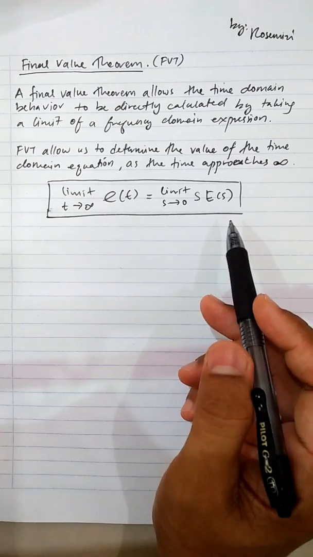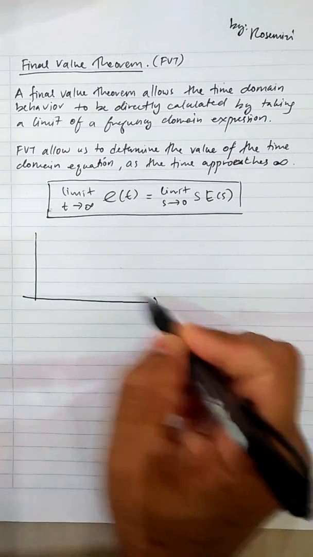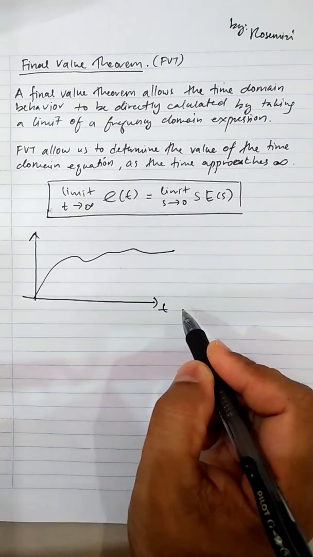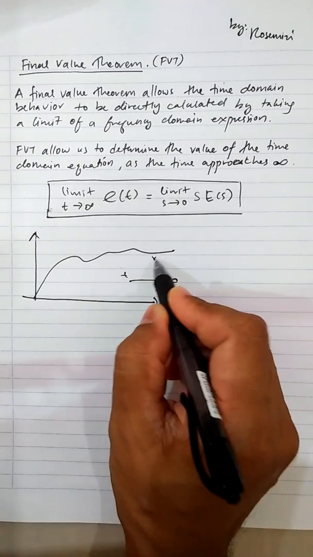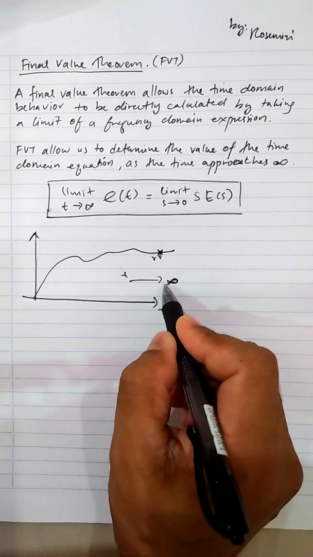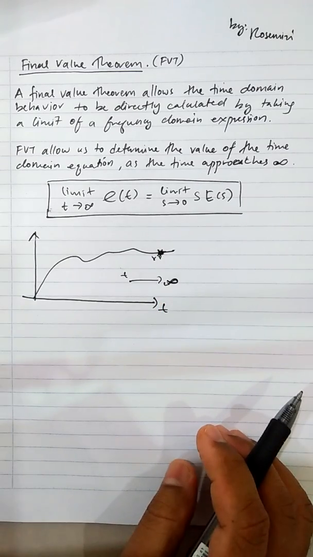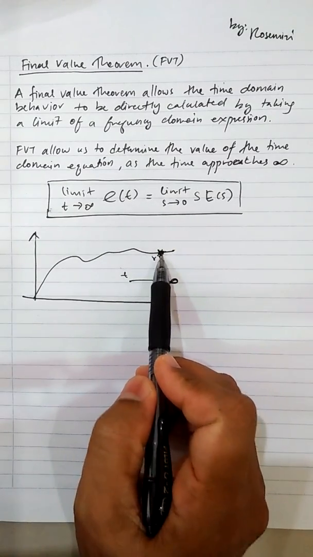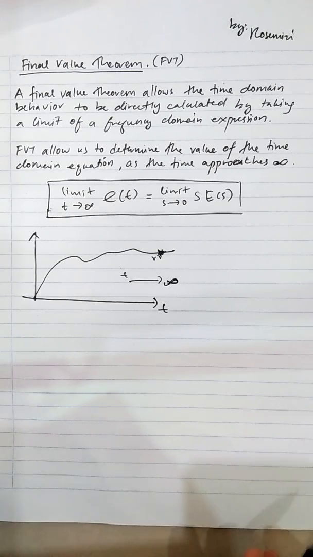So let's find the value of the output after a long time. From this graph, this is the output graph. When time approaching infinity, what is the value? We want to know what the value is. So we can use final value theorem to find this output value. To illustrate what the final value is, let's see a few cases of the output response.